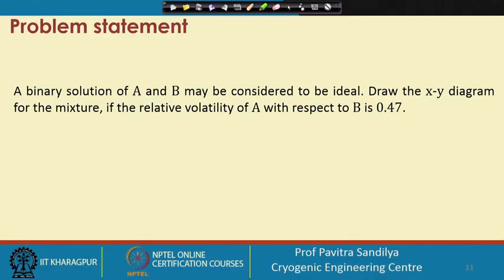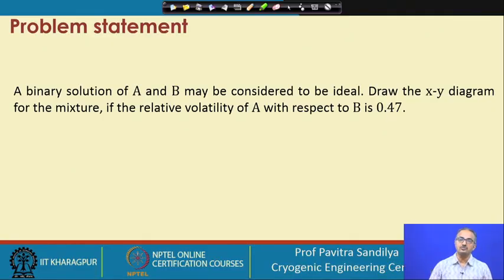Now, the next problem statement comes like this. Here we are trying to use the knowledge of relative volatility to generate the composition diagram of a vapor-liquid equilibrium system. Here we are given a binary system A and B, which is taken to be ideal, and we have to draw the xy diagram, where x is the mole fraction in the liquid and y is the mole fraction in the vapor, for the given relative volatility. In this case it is 0.47, which means A is less volatile than B.